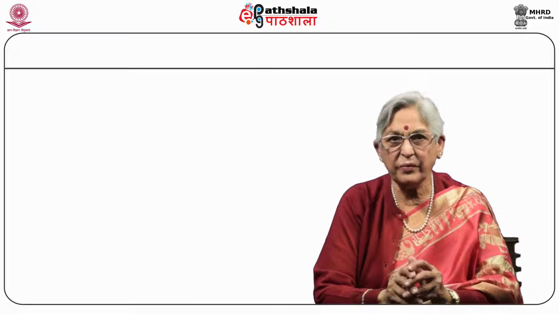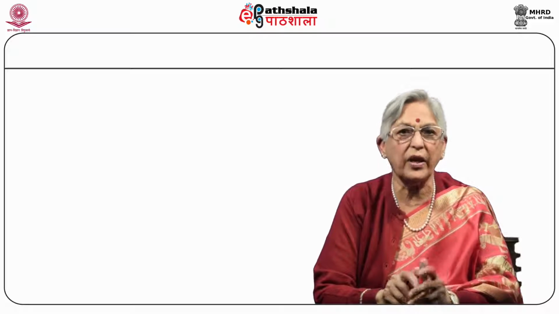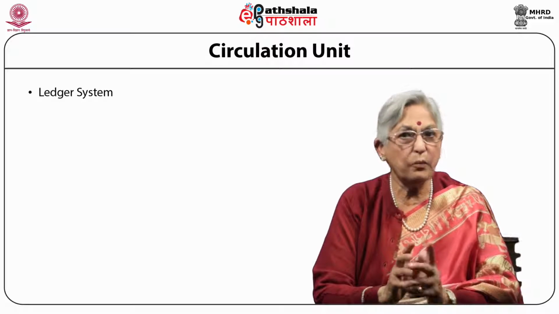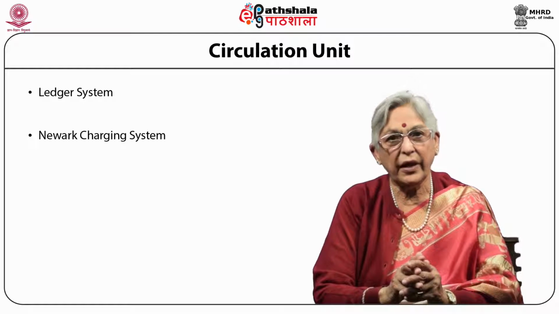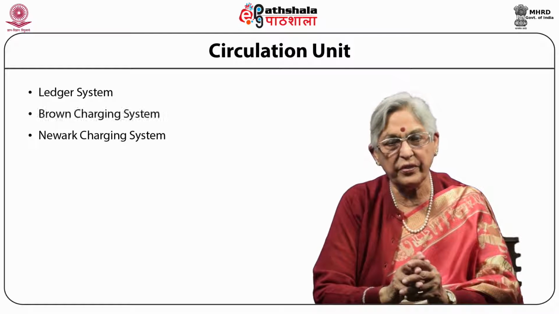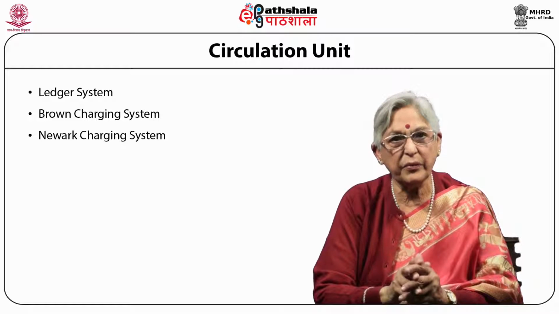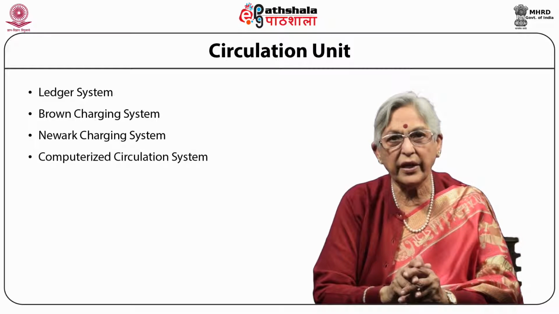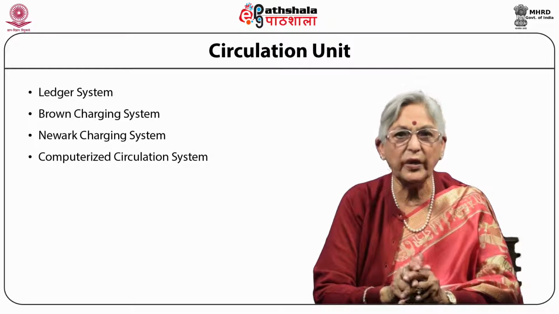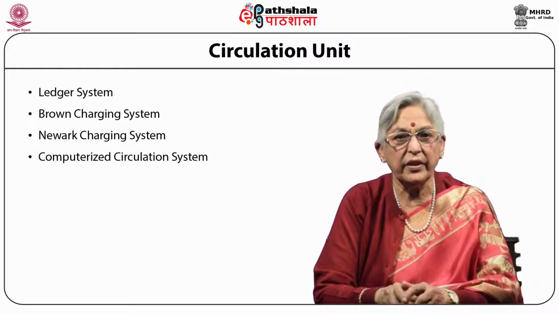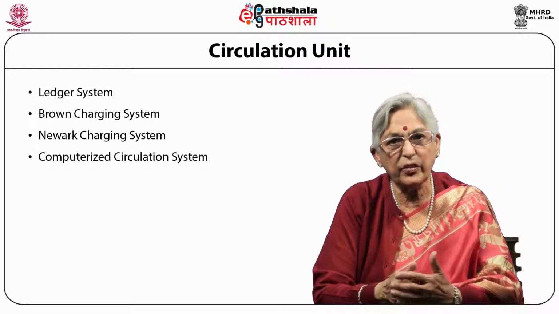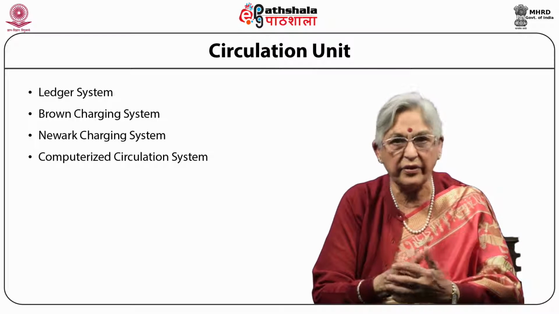Most common systems used for lending of books are ledger system, Brown charging system, and New York charging system, and computerized circulation system. First three systems are manual systems and are time consuming for lending of books and compilation of circulation statistics. In ledger system, a register is used for writing transaction.